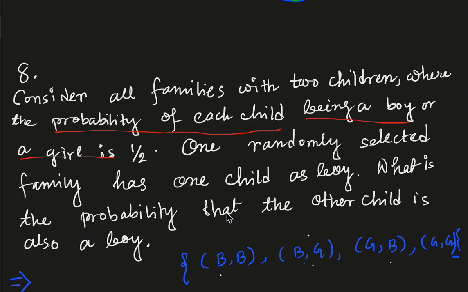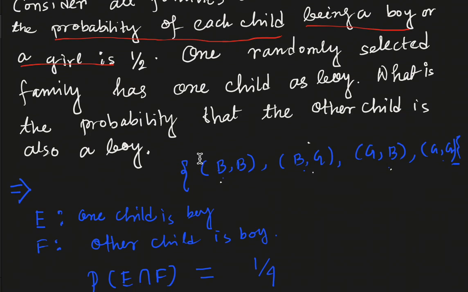And always remember that when it is already given that something has happened or occurred, that means you have to calculate the conditional probability. Otherwise you will make the mistake that I made previously: I hadn't considered that it is a conditional probability problem, and I thought the probability of the other child being a boy or girl is half, but that is not true. Here I have to calculate the conditional probability, that's all.